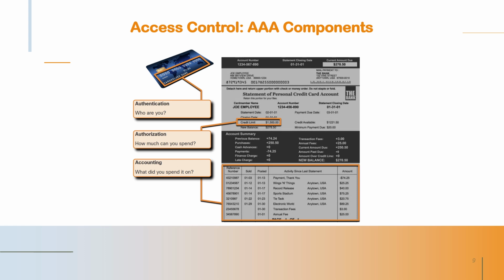AAA provides the primary framework to set up access control on a network device. Authentication, authorization, and accounting is a way to control who is permitted to access the network, which is authentication, what they can do while they are in the network, which is authorization, and to audit what actions they performed while accessing the network, which is accounting. So let's see each of those A's from the AAA in particular.